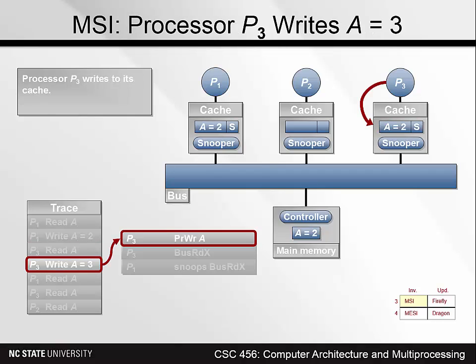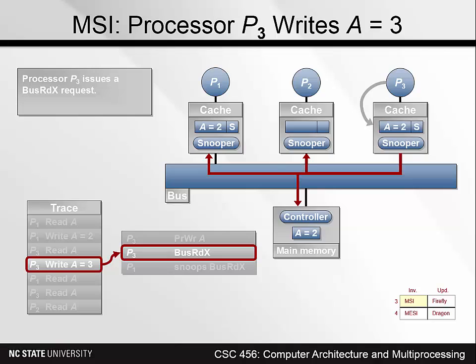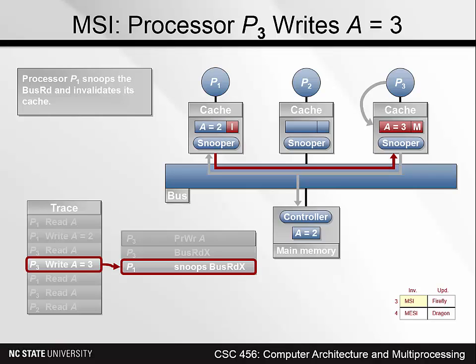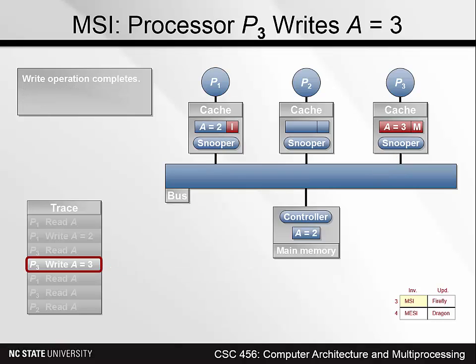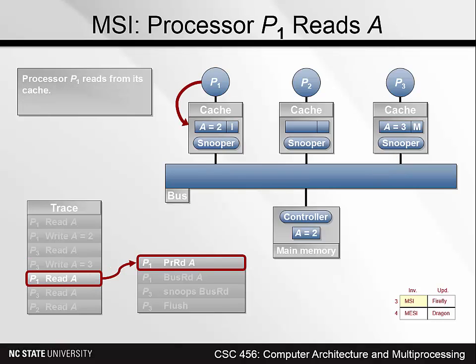Next, P3 writes A. Because its copy of A is in state S, it can't write it without issuing a bus read X. The bus read X is snooped by P1, which has to invalidate its copy of A. Meanwhile, P3's write completes, changing the cached value to 3, and the write operation completes.